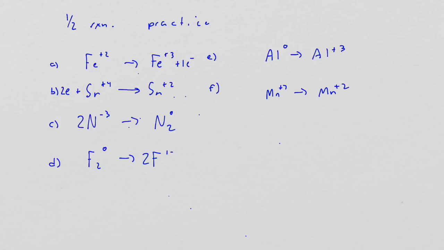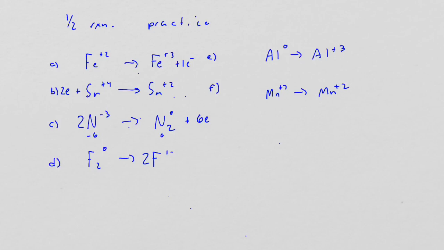The next one's a hard one. The total charge on this side is -6. The total charge on this side is 0. So I have to make the charge on the right-hand side equal. So believe it or not, I have to put a total of 6 electrons on the right-hand side.